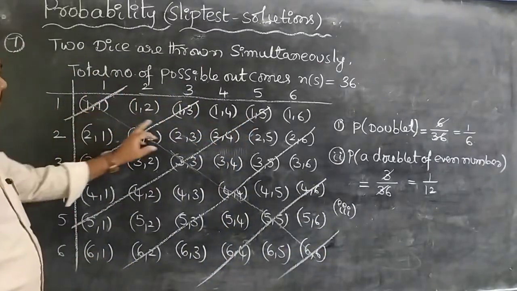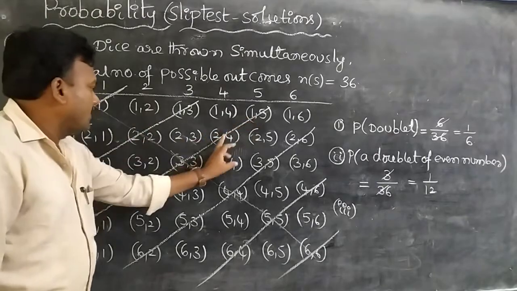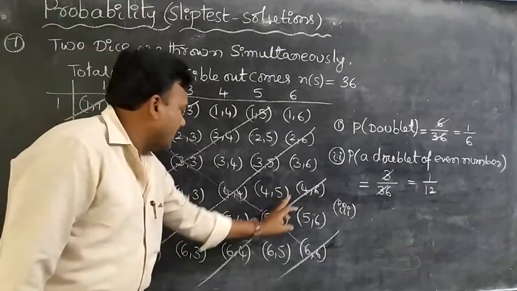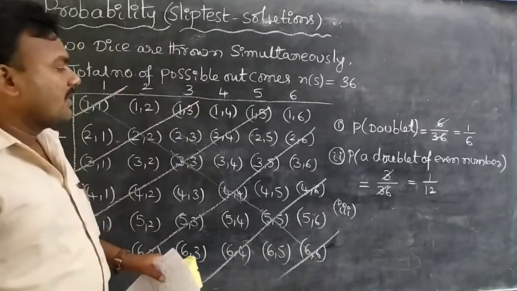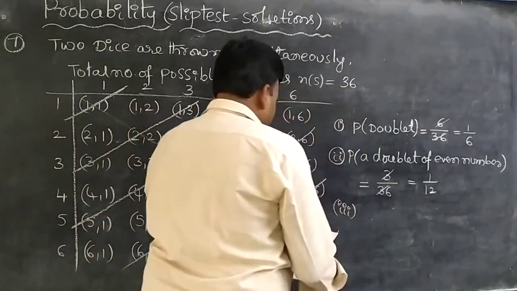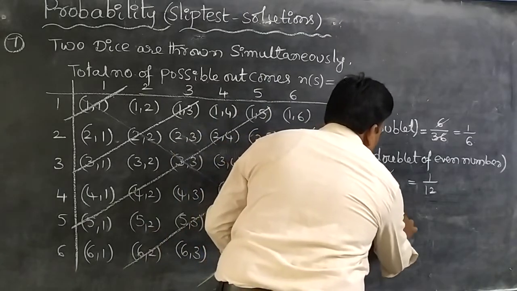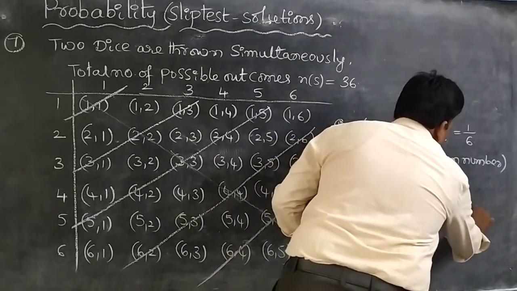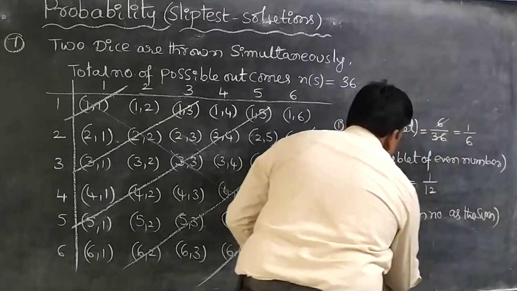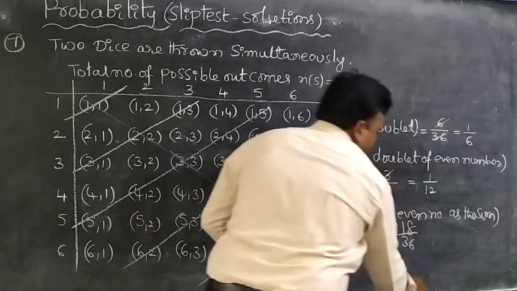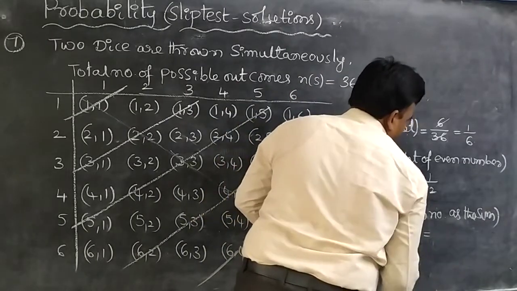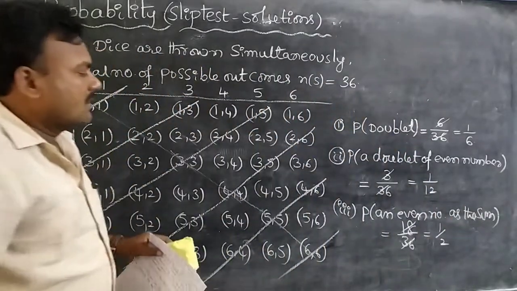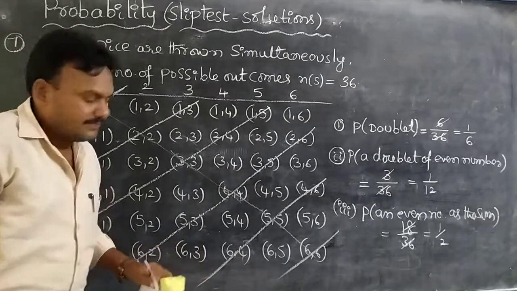So, 1, 2, 3, 4, 5, 6, 7, 8, 9, 10, 11, 12, 13, 14, 15, 16, 17, 18. 18 are the favorable outcomes. So the probability of an even number as the sum equals 18 by 36, which becomes 1 by 2, friends. That is the solution up to the third problem, students. Okay.